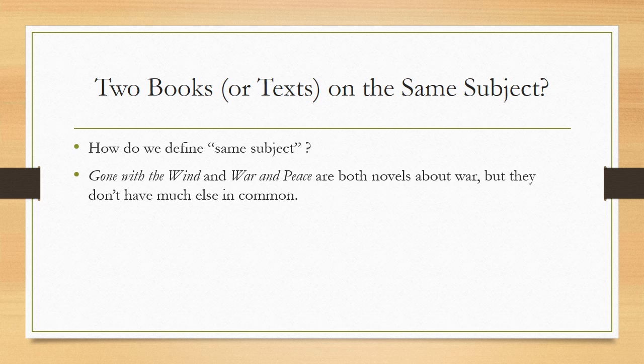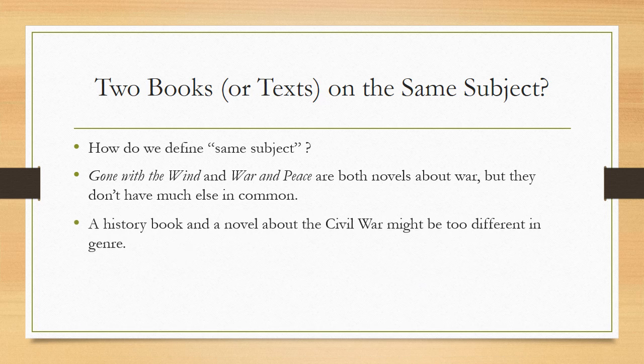Beyond that, they deal with completely different wars, and the writing styles are very different. Their countries of origin are different. So that's one illustration. Here's another one. Let's say we were focusing on the Civil War, and so we chose Gone with the Wind. A history book and a novel about the Civil War, like Gone with the Wind, might be too different in genre. So it depends on what we're doing.